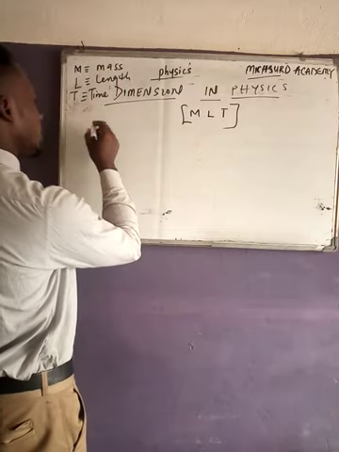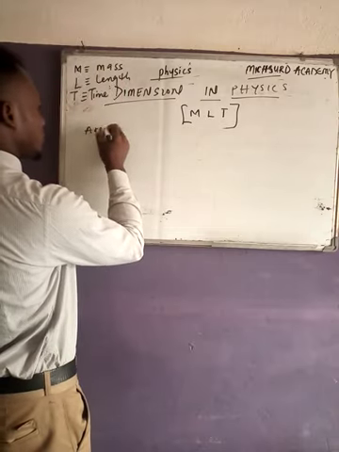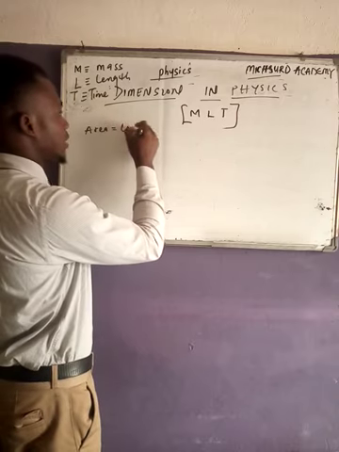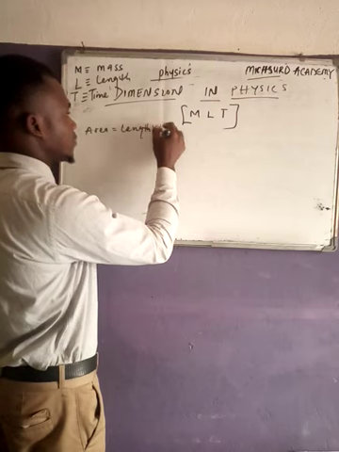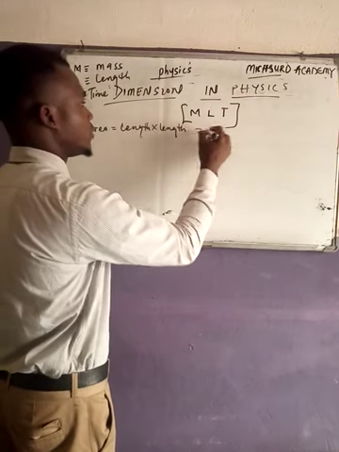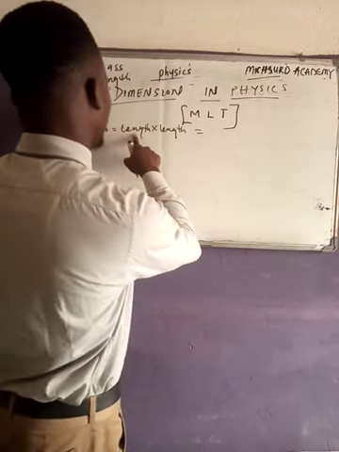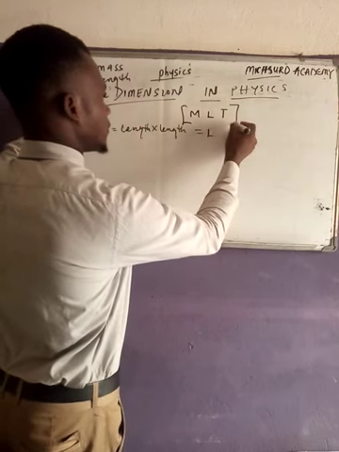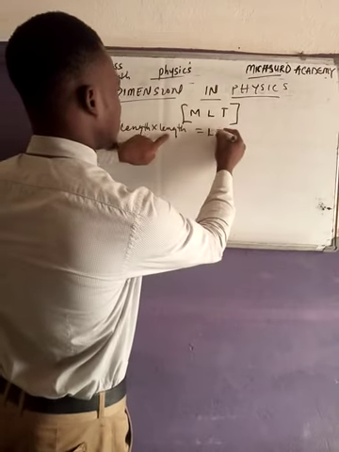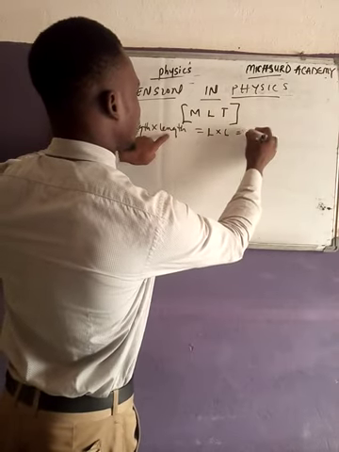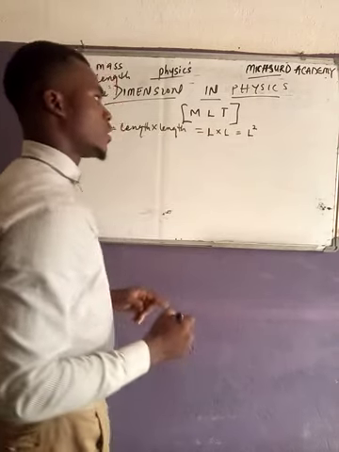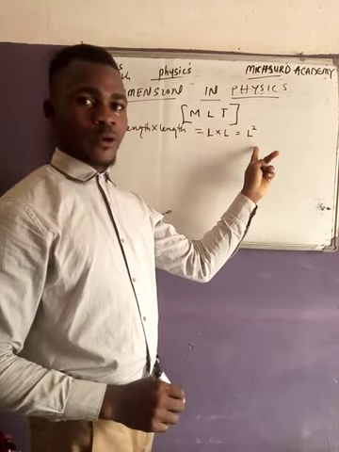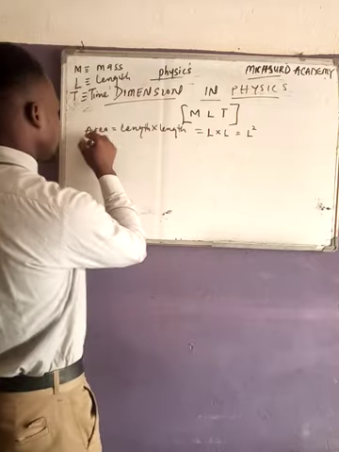We are asked to find the dimension for area. Let's start simple. Area is the same as length times length. The dimension for length is capital L, so we write L, then this other length we have under L. So this will give us L squared. That means the dimension for area is L squared.